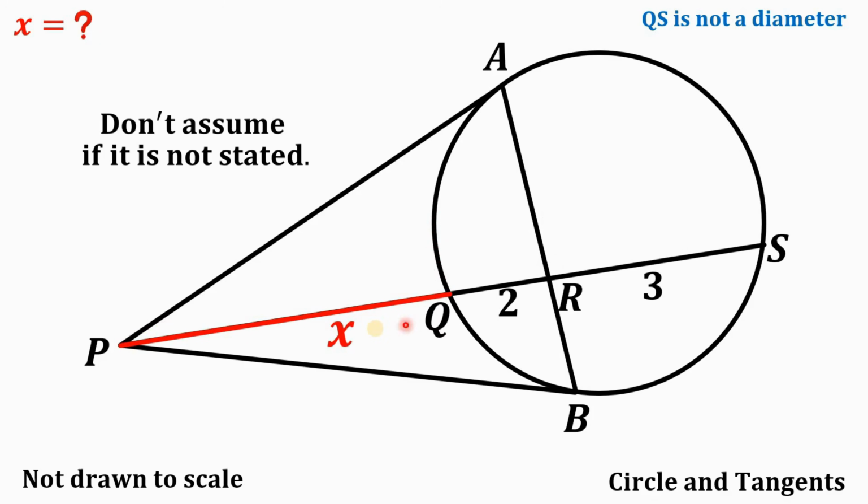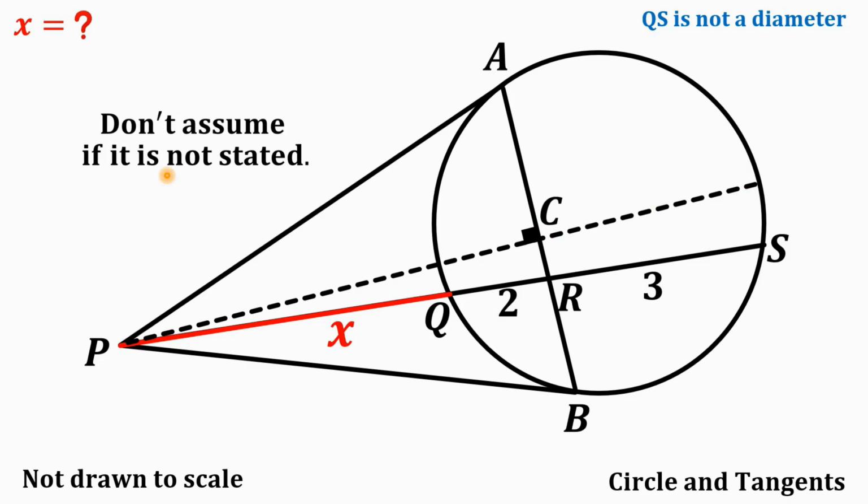So now, how do we find the value of X? What we're going to do is to draw what we call another secant that passes through the center of the circle. Now, we are sure that this secant contains the diameter of this circle. And since it is a diameter, this is automatically perpendicular to this chord AB, or it bisects chord AB. From here, let's have this intersection as point C.